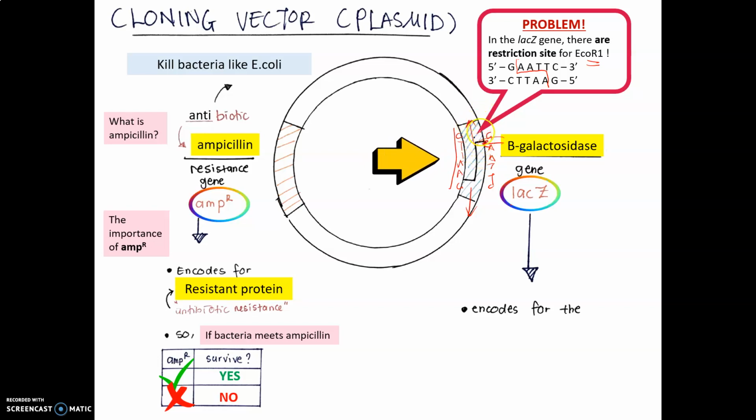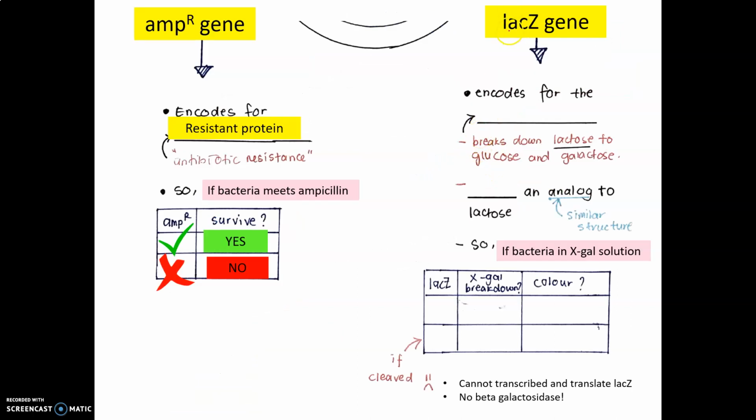Okay, yang ini kita akan discuss lebih lanjut dalam steps in gene cloning. Cuma again lacZ gene encodes for beta-galactosidase enzyme yang kita tahu memang akan break down lactose kepada glucose and galactose.